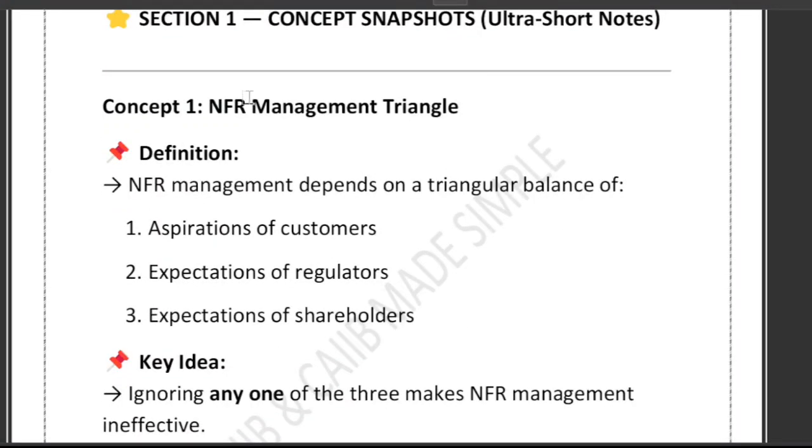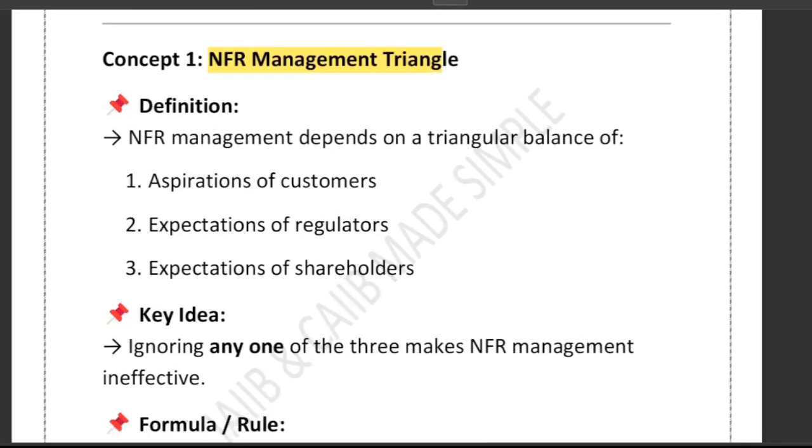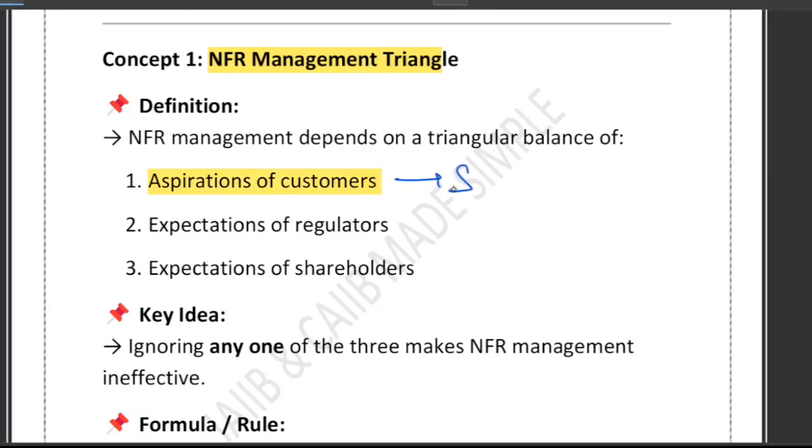NFR works like a triangle. There is an NFR management triangle. For a bank to manage non-financial risk effectively, it must balance three things. Customer aspiration or customer expectation, which means what does the customer want? The customer wants safe, reliable, honest service. That is what the customer wants.